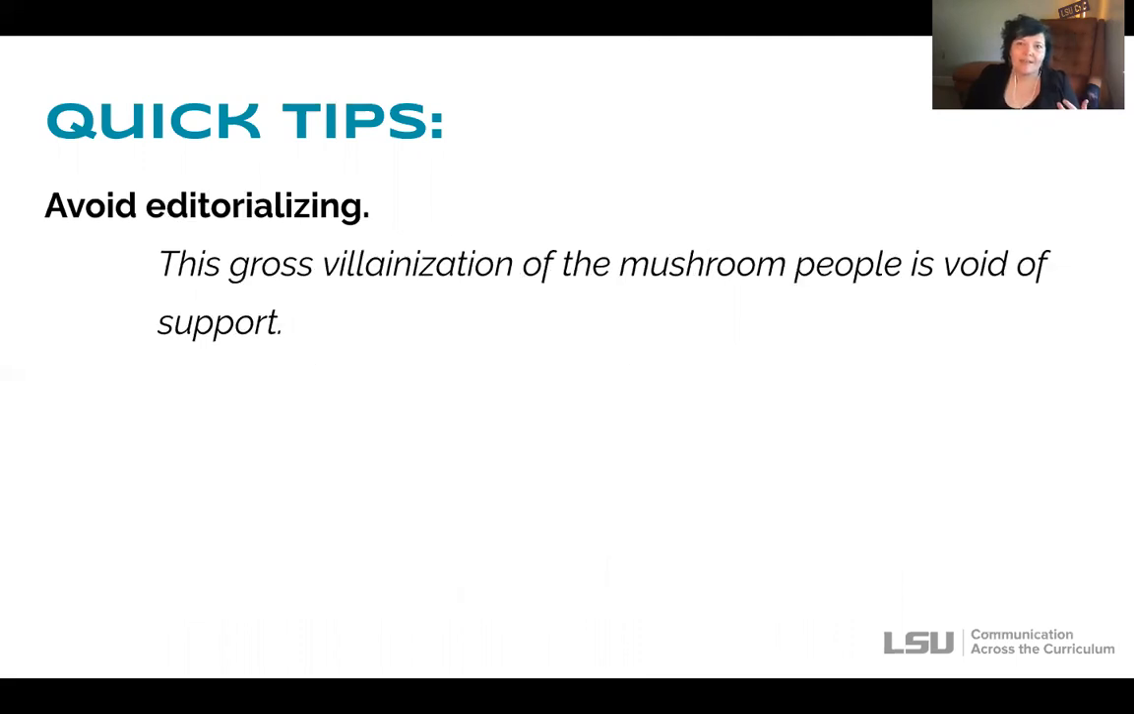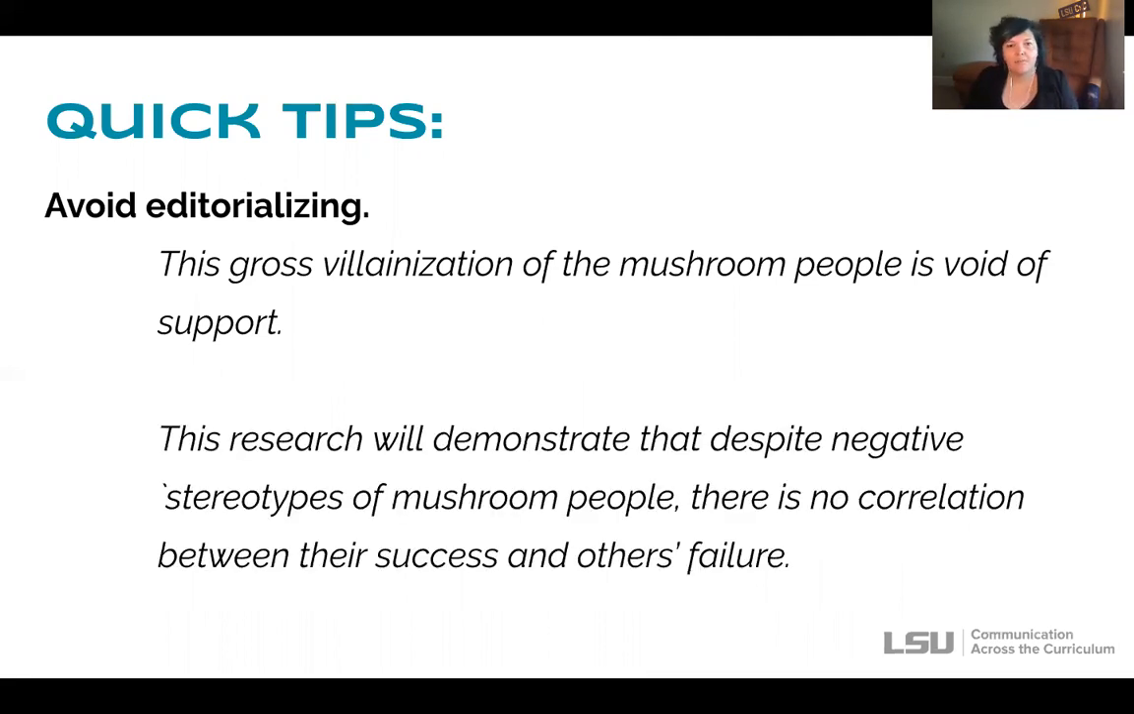Avoiding editorializing is a big deal when it comes to research and writing. "This gross villainization of the mushroom people is void of support." There's a lot of language in there that's prepared for an argument. You're saying it's gross villainization. We're painting a picture. We're being a little bit extra dramatic, right? "In my research, this research will demonstrate that despite negative stereotypes of mushroom people, there is no correlation between their success and others' failure." So the sentence below says our research is showing us that we don't have any information to suggest mushroom people are bad. But I'm using a different kind of language that grounds it in the fact that we're doing research.